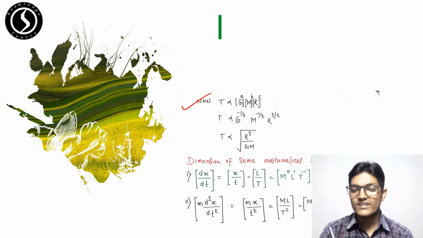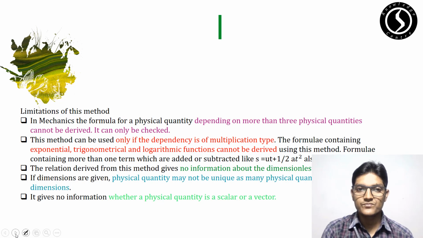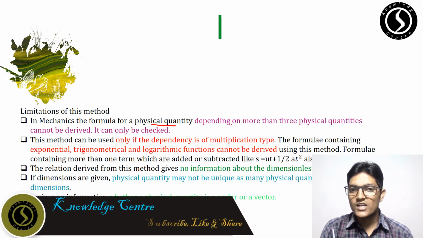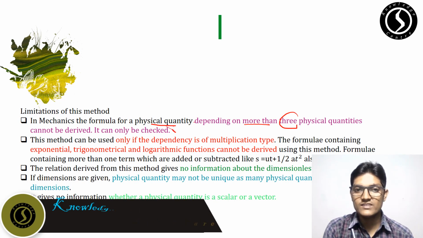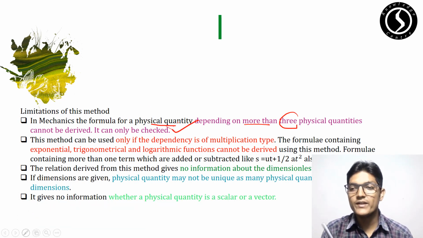You can see dimensions of some mathematical functions like derivative and double differentiation are M^0 L^1 T^-1 and M^1 L^1 T^-2. Similarly, there are some limitations of this method. What are the limitations? First of all, in mechanics, the formula of a physical quantity depending on more than 3 physical quantities cannot be derived, it can only be checked. Okay, it cannot be derived by this dimensional analysis, it can only be checked.